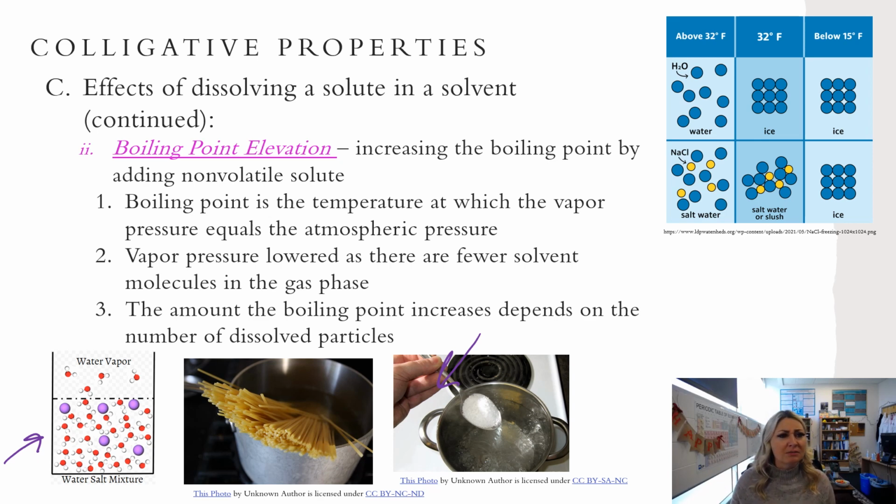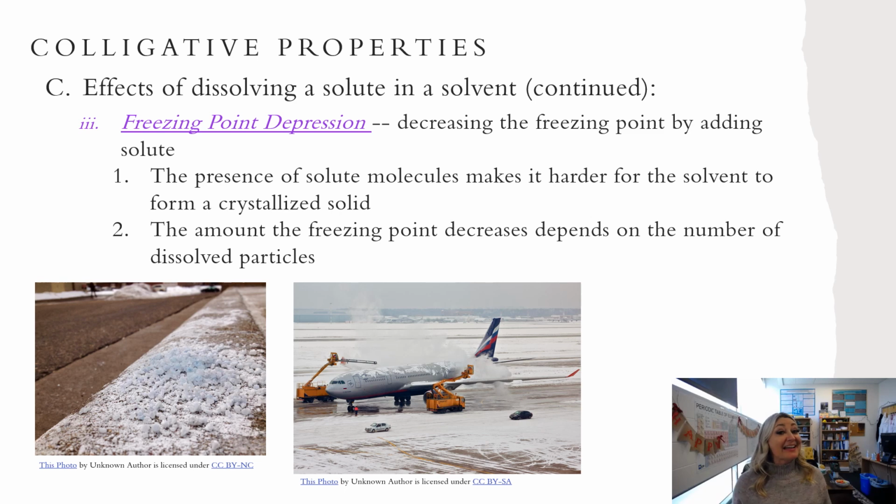I'm doing it all. If we can add solutes to a solvent and increase the boiling point, we can do the exact opposite. We can add solute to a solvent and we can decrease the freezing point. It is something that I call freezing point depression, or December in Colorado. So we're decreasing the freezing point by adding solute.